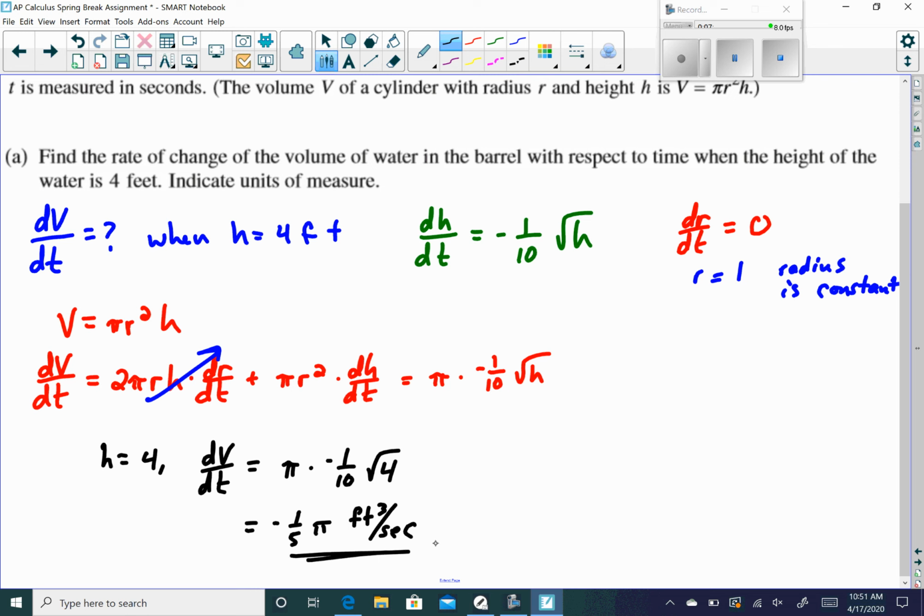So we get 2 points for this problem, 1 point for writing out this part here, the dV over dt, and then 1 point for the answer with the units.